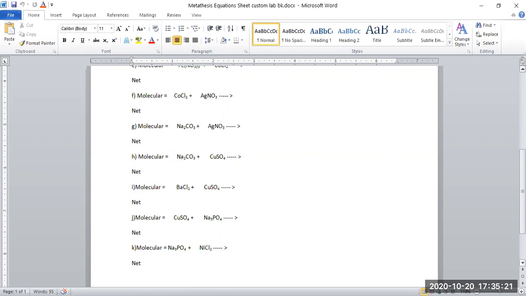You can do the complete ionics, although it doesn't provide a place for you to do it on this page, but I'm not specifically looking for those. I am looking for the moleculars and the nets. So keep in mind that there should be 22 total equations when you are done filling this out. You can do it digitally if you want to, or you can handwrite it. That's up to you. If you download the page, you can also spread the lines further apart if you want more space to write in, since it's just a Word document.